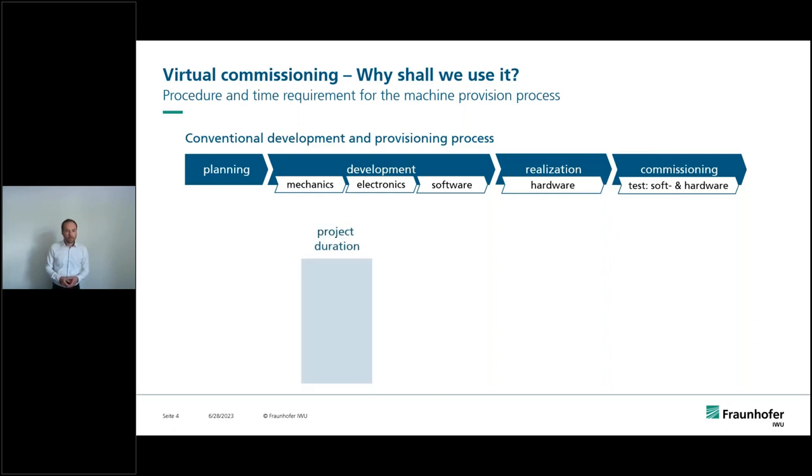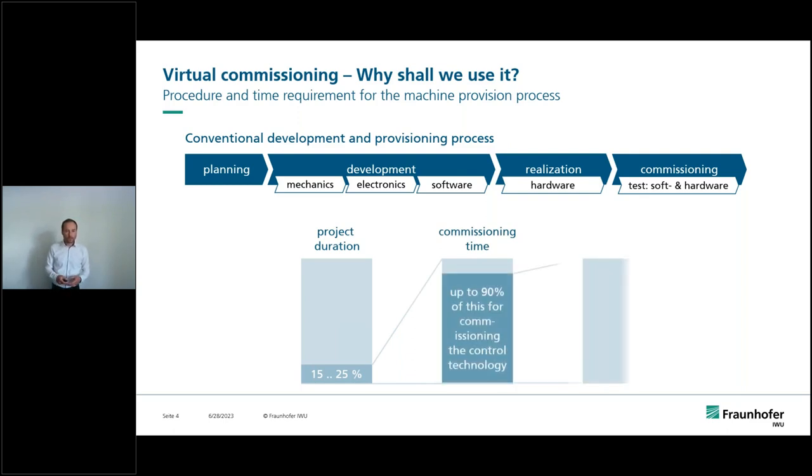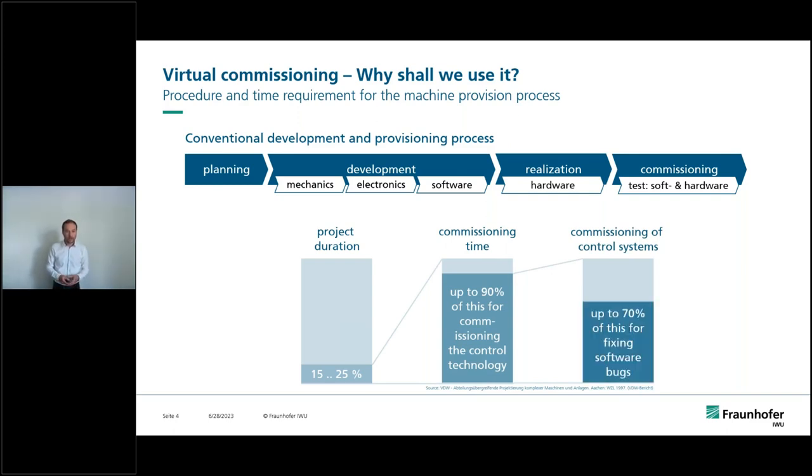If we now have a look at the project duration, we see here the bar representing it, and 15 to 25% of this time is the commissioning time of our system. 90% of these commissioning times are only for commissioning of the control technology of our machine or automation system. And 70% of this is only for fixing bugs in the controller software. So this is a big time amount where we can optimize our commissioning time if we can change our process.